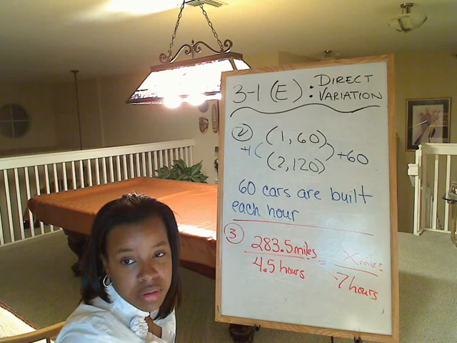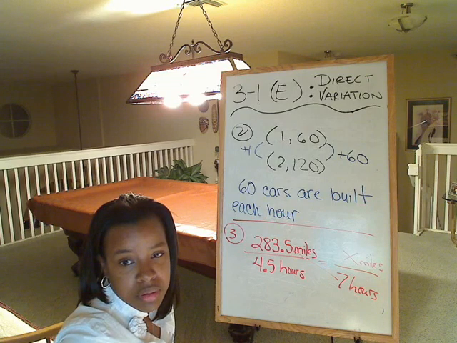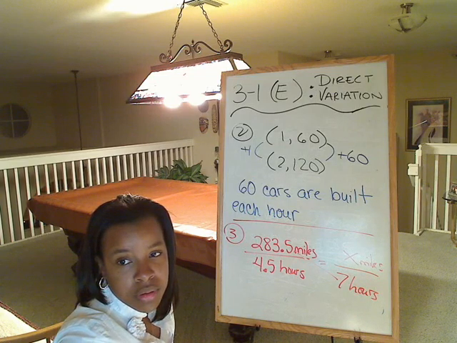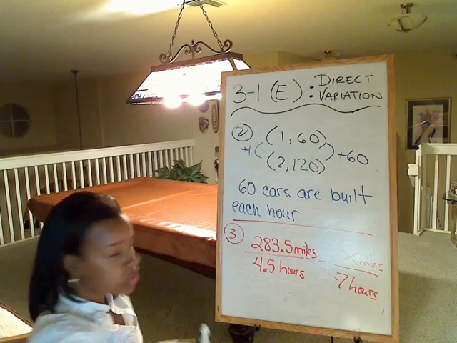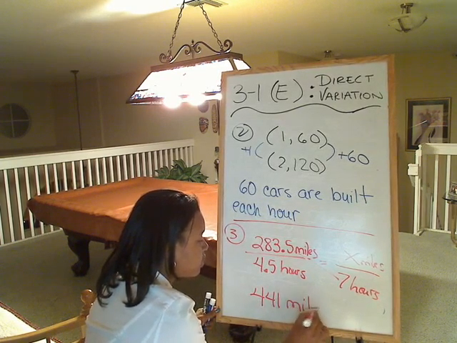283.5 times 7 divided by 4.5 equals 441 miles. That's your final answer.